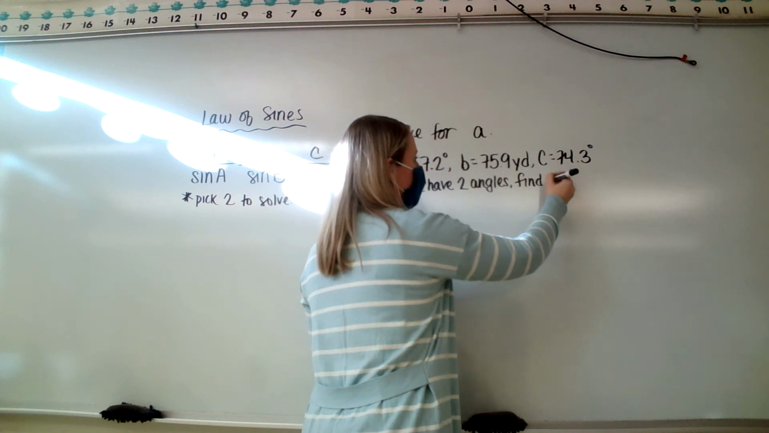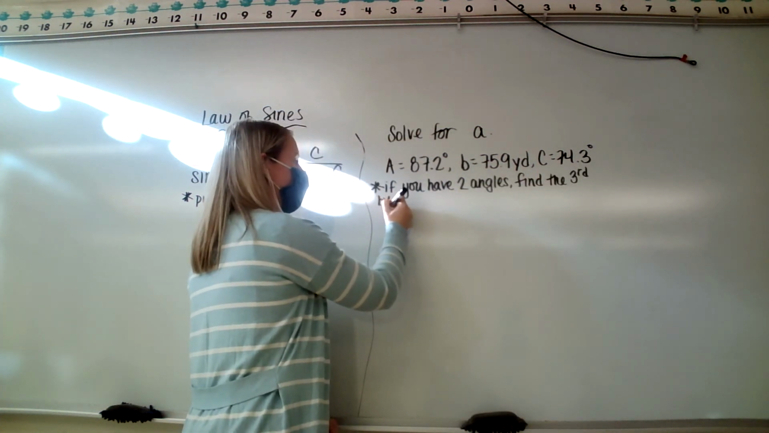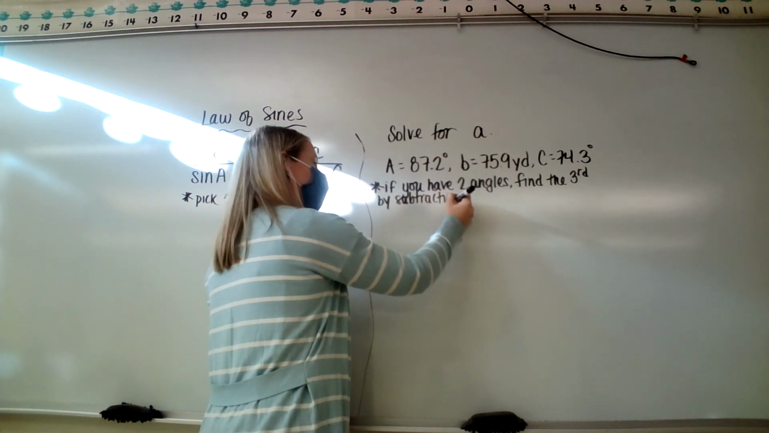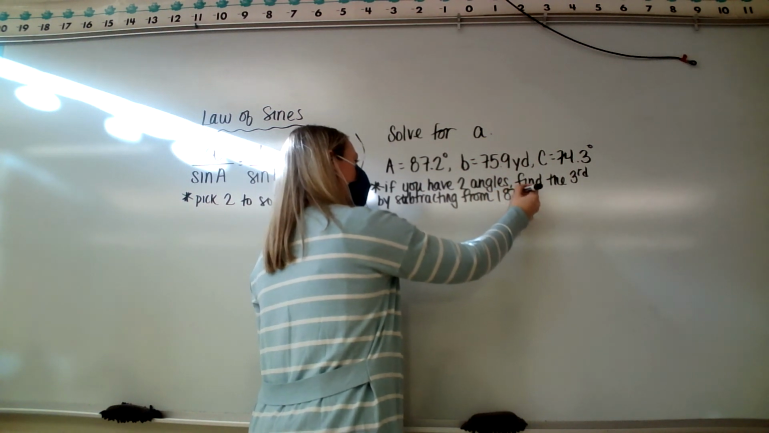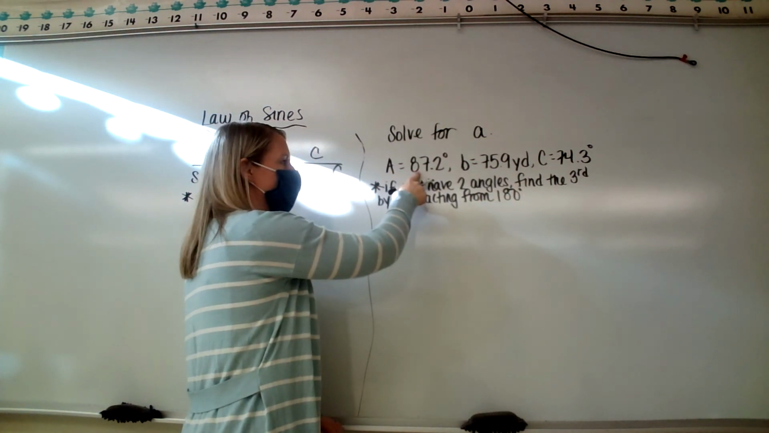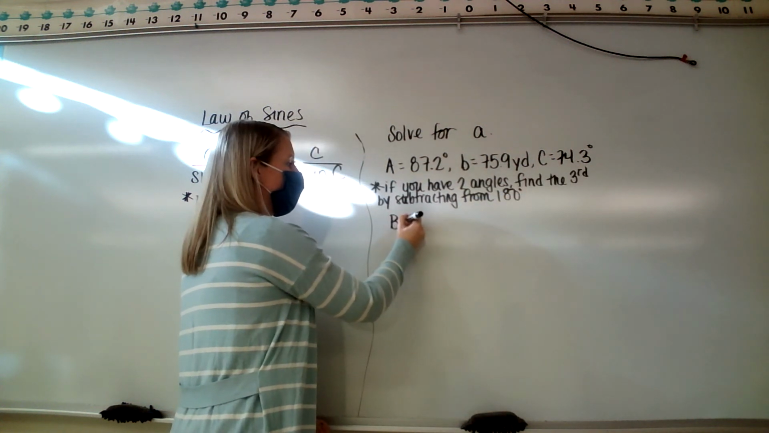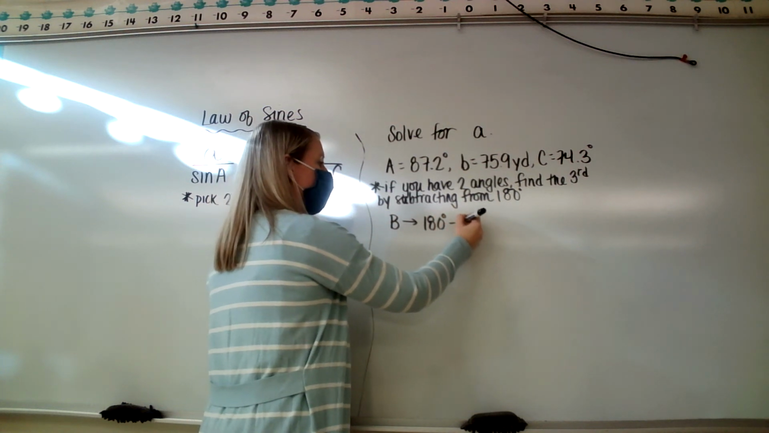Find the third by subtracting from 180. So what I'm saying is, if I know angle A is 87.2 and I know angle C is 74.3, I can find angle B by doing 180 minus those 2 angles.